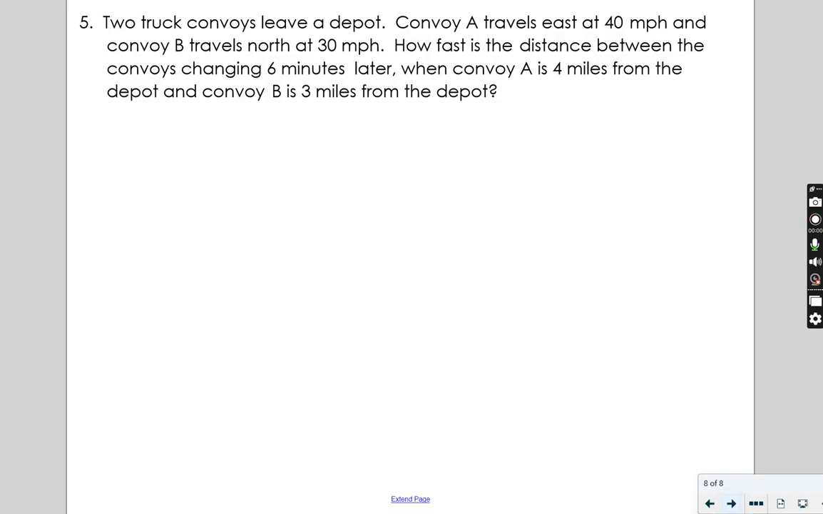Okay, you guys look at number 5. See if you can read it, draw the picture, set up the equation, plug in anything that doesn't change, and then do the derivative, plug everything in.